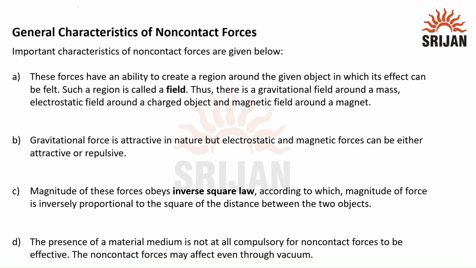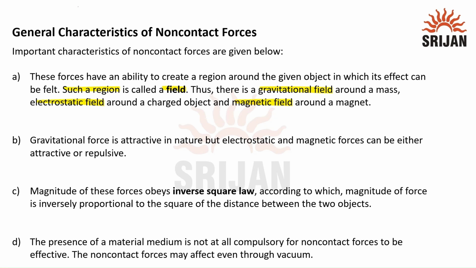So now let us discuss the general characteristics of non-contact forces. The first characteristic is these forces have an ability to create a region around the given object in which its effect can be felt, and such a region is called a field. Thus, we can have a gravitational field around a mass, we can have an electrostatic field around a charged object, and we can also have a magnetic field around a magnet.